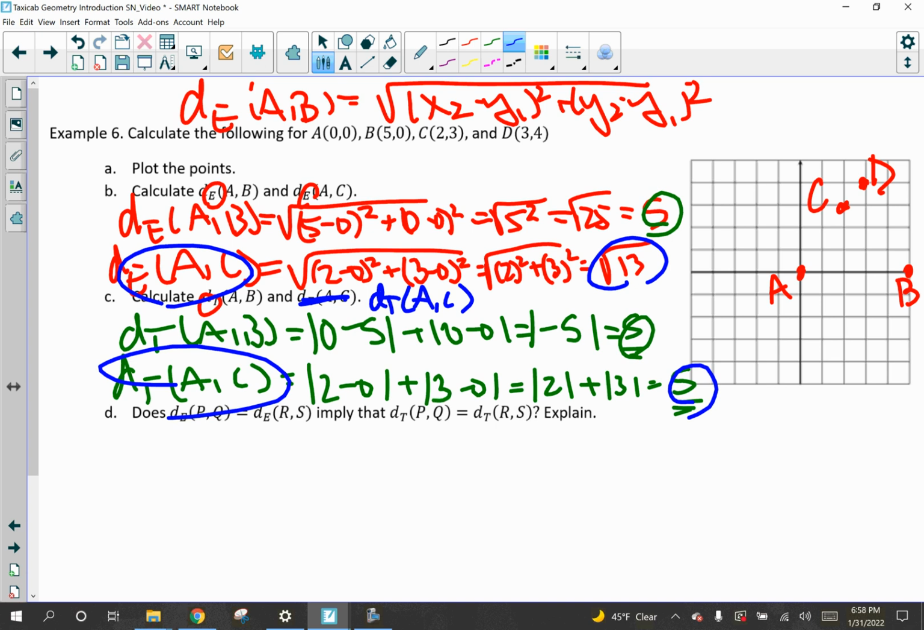So if the two Euclidean distances are equal, does that imply that the two taxicab distances will be equal? Does the Euclidean of PQ equal the Euclidean of RS imply that the taxicab of PQ equals the taxicab of RS? It does not. Okay, no, it does not. The question's kind of confusing, and I made this. I think this notation here, this blue one, kind of threw me off. So no, it does not always imply. Sometimes it will, but not always. So don't bank on it.